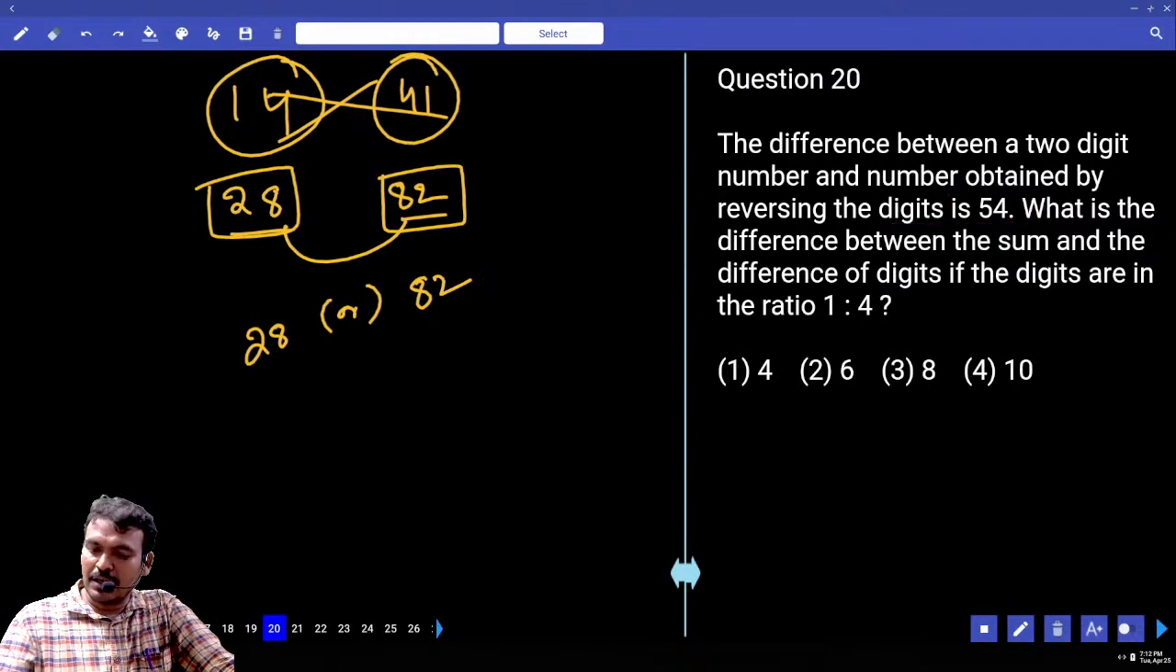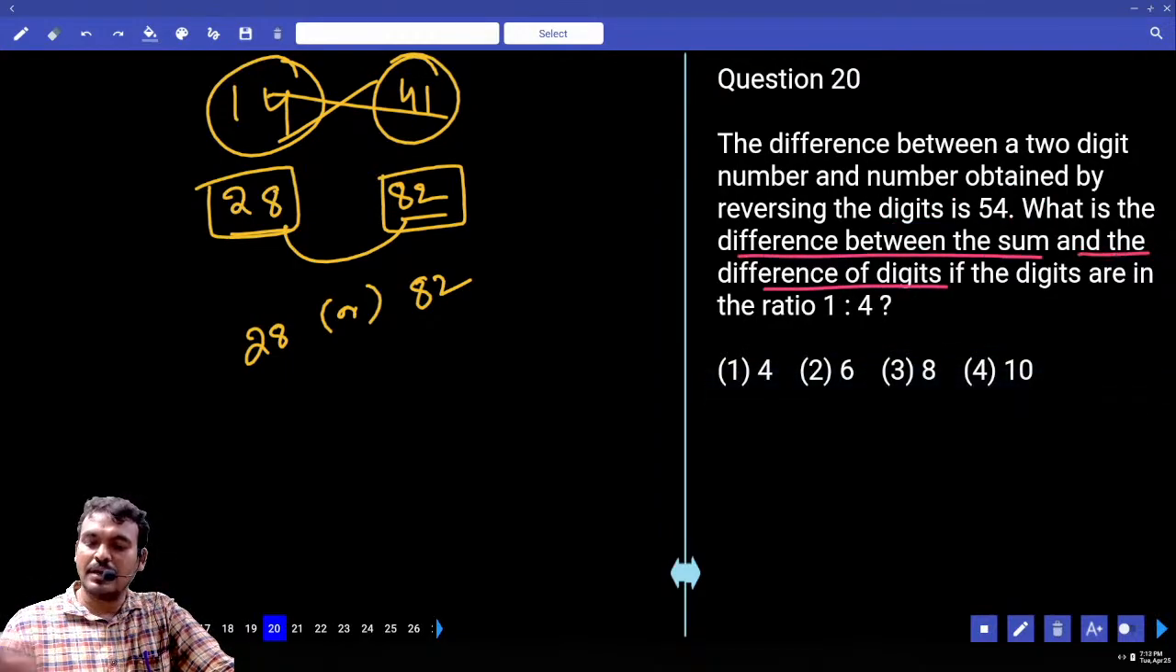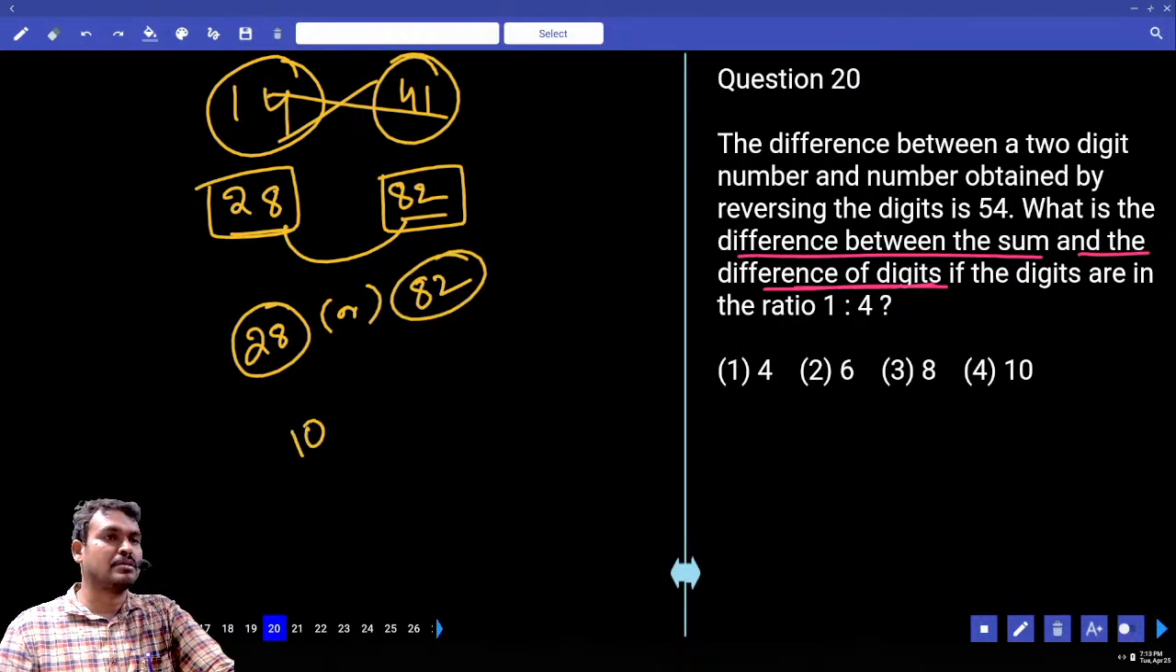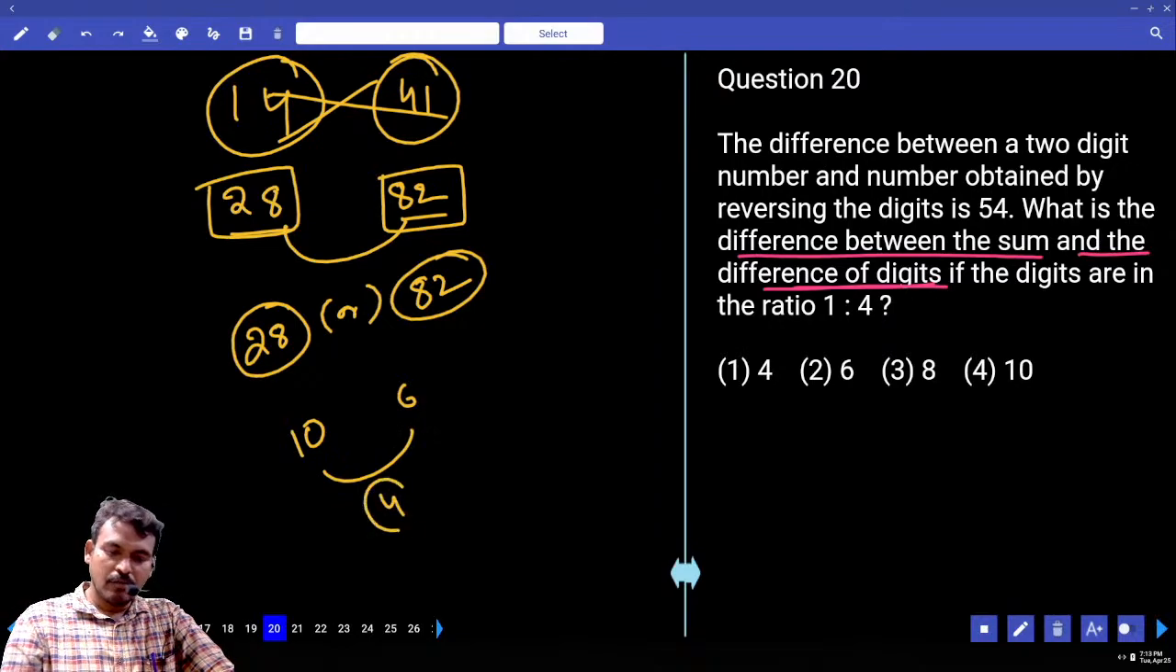What is the condition here? What is the difference between the sum and the difference of the digits? What is the sum of the digits, whether 28 or 82 is taken? 10. Again, difference of the digits, either 28 or 82. What is the difference of the digits? 6. But here the question is the difference of the sum value and the difference of the digits. Means we require the difference between 10 and 6. What is the answer? 4.